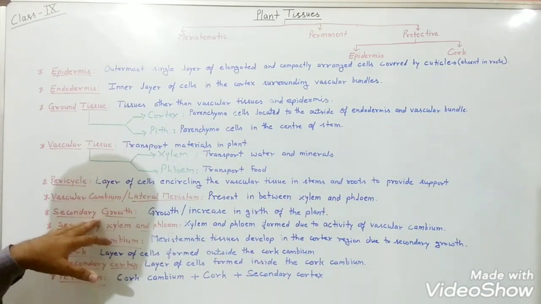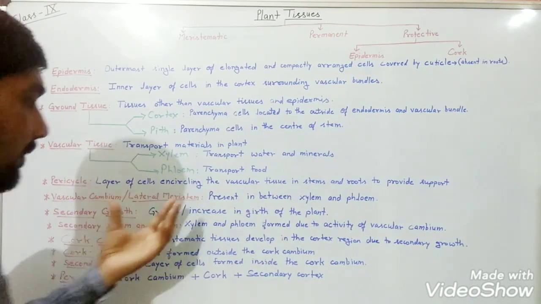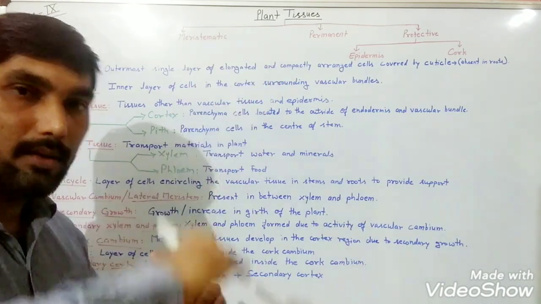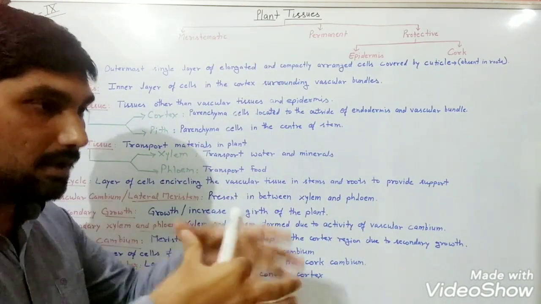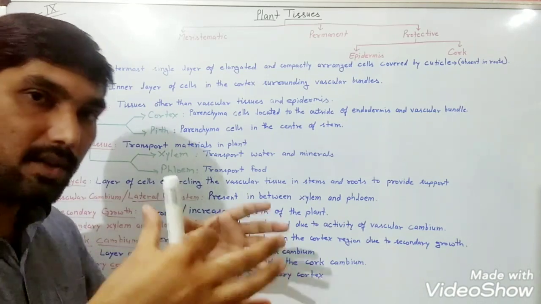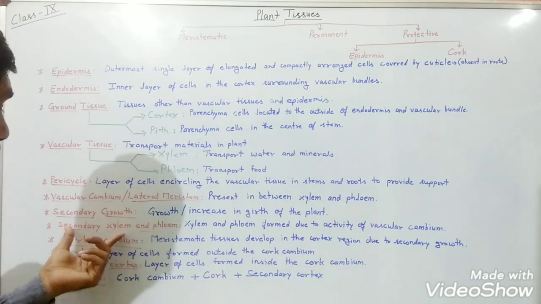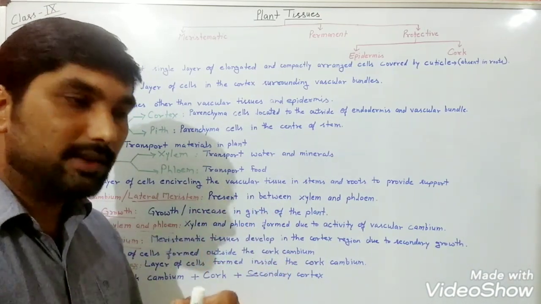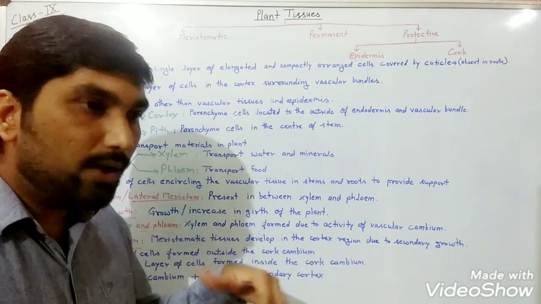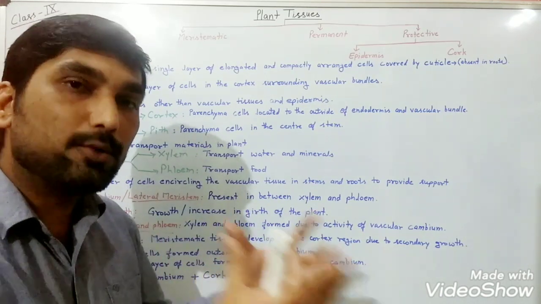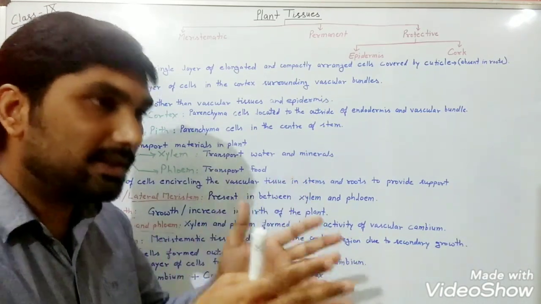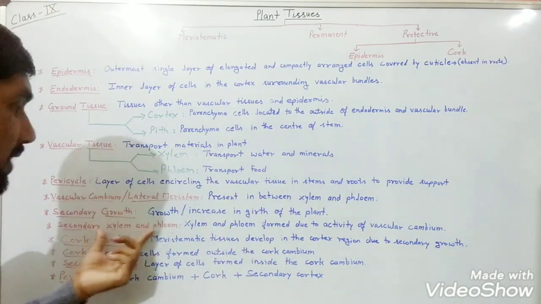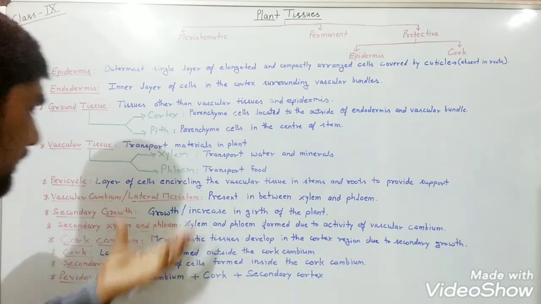Now the next one is secondary growth. As we have discussed earlier, growth in length is known as primary growth, and growth in girth is known as secondary growth. Now, secondary xylem and phloem. When secondary growth happens in plants, new xylem and phloem tissues are formed, and these new tissues are known as secondary xylem and secondary phloem.